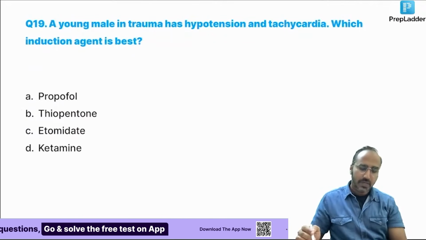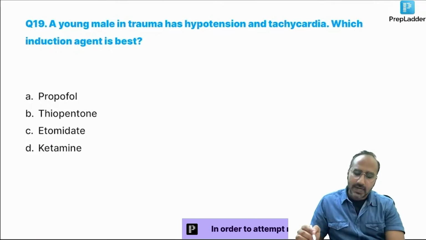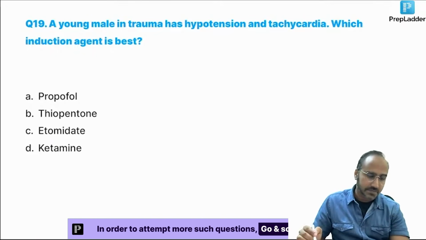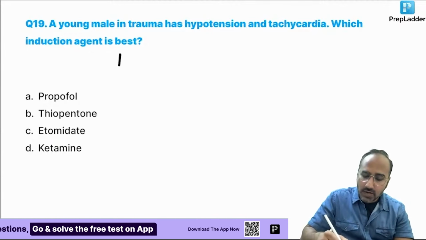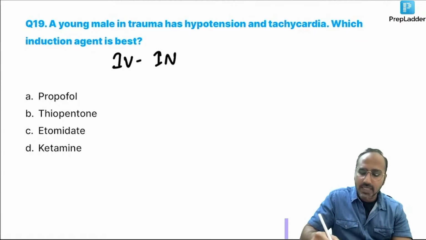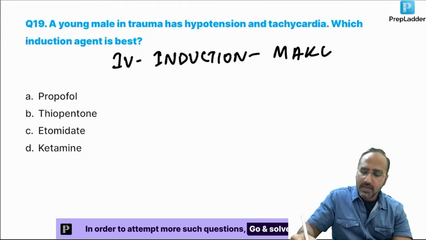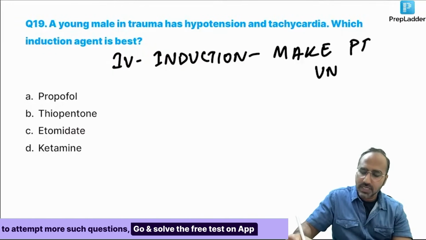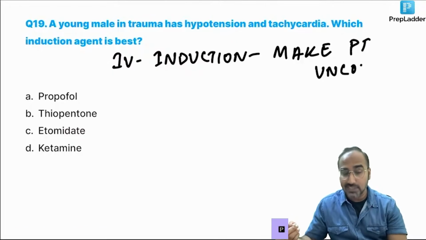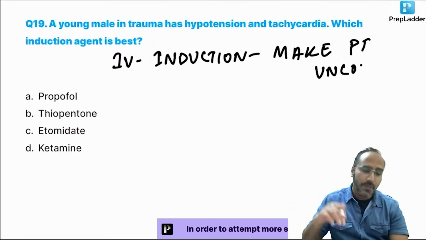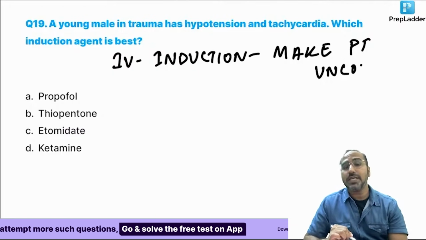Okay. Next, a young male in trauma has hypotension and tachycardia. Which induction agent is best, guys? Now remember, he's asking you about IV induction agents. IV induction agents are the agents that are used to make the patient unconscious. In IV induction, you have two types: one is called opioid induction, the other is called non-opioid induction. Remember guys, commonly we use non-opioid induction.